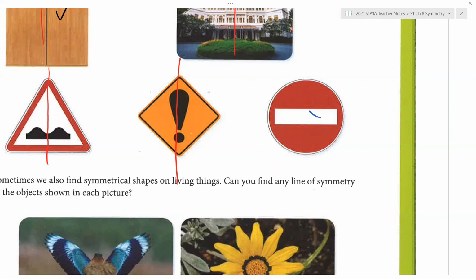School field. Okay, if we don't consider the numbers, if we just consider the circle, it is symmetrical. Which one? Yes, also a rectangle. Any more? Okay, fan and clock already said.